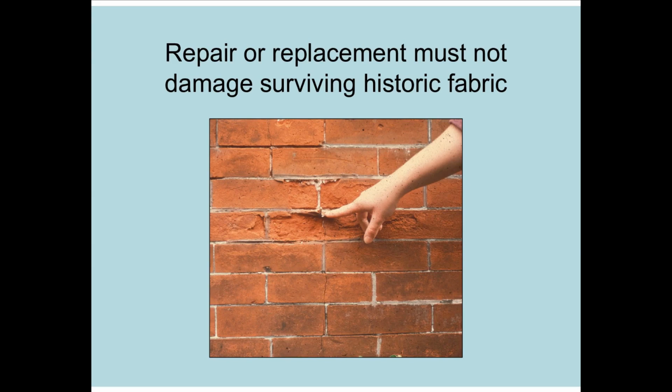Repair or replacement work using physically incompatible substitute materials may damage surviving historic fabric and therefore is inappropriate. Here, elastomeric caulking was used instead of mortar and damaged the brick around it.